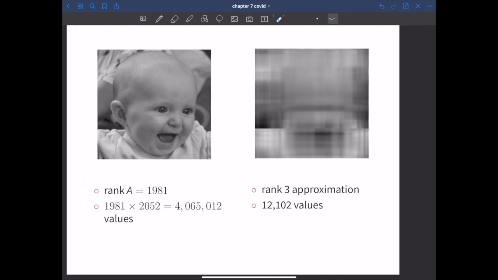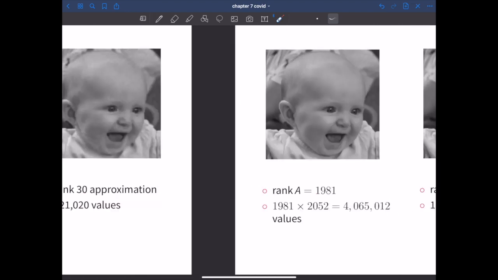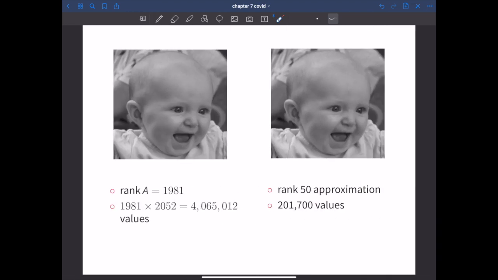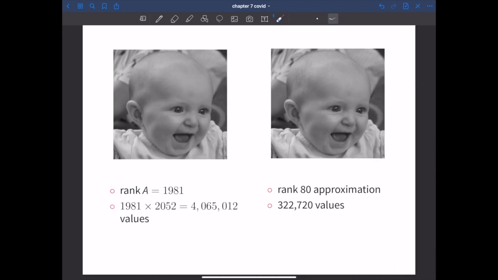Okay. If we keep the first 10 terms, now all of a sudden you can make out the fact that it's a baby, but it's still pretty blurry. So as we start to add more terms, now this is a rank 20 approximation. This is a rank 30 approximation. 40, now we're at 50. This is 60. By the time we get up to 70 and then 80, really the images are almost indistinguishable.